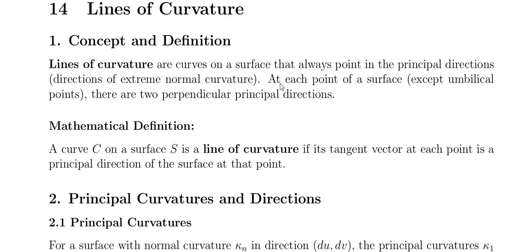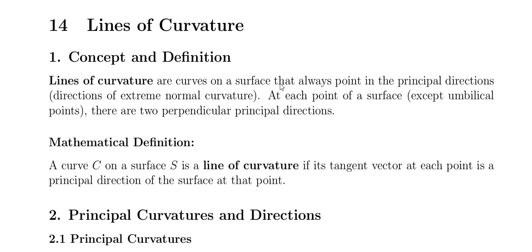And the lines of curvature. The lines of curvature mean the curves on a surface that always point in a principal direction. At each point of the surface there are two perpendicular principal directions. So what do we mean by lines of curvature? A curve on a surface is a line of curvature if its tangent vector at each point is a principal direction of the surface at that point.